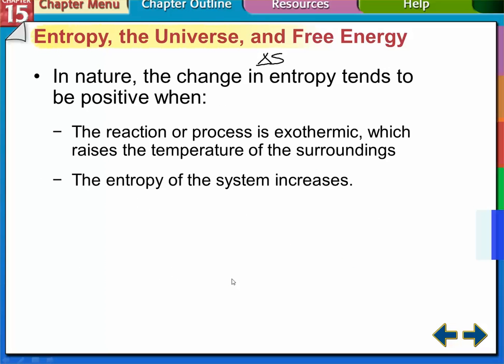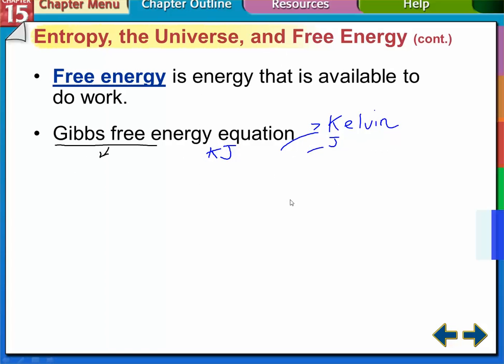Okay, so some positive changes in entropy, delta S, right? That's how we usually denote change in entropy. I think of that as delta S. If the reaction or the process is exothermic, right, if it gives off heat to the surroundings, then that usually increases the entropy. Or if the process somehow increases it just by a change of state, right? That would be one thing for that second one. Okay.